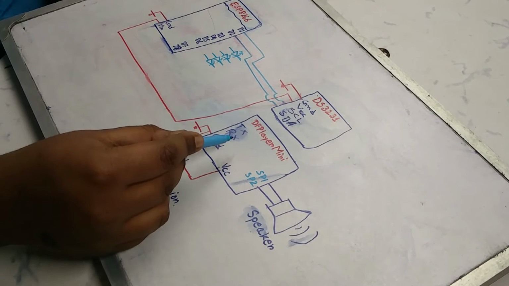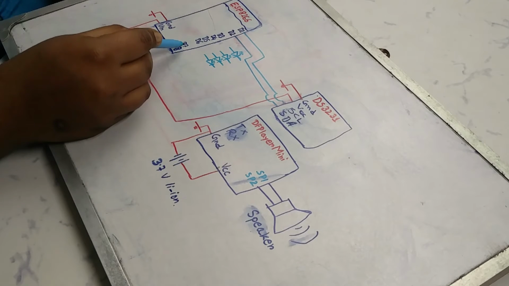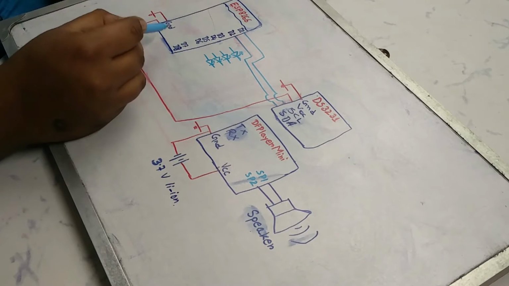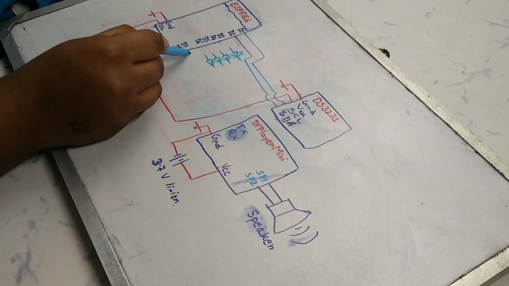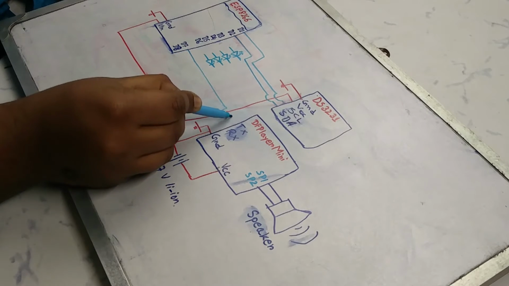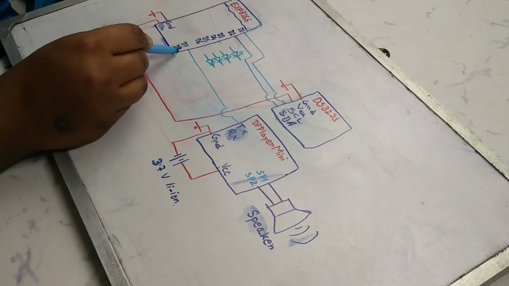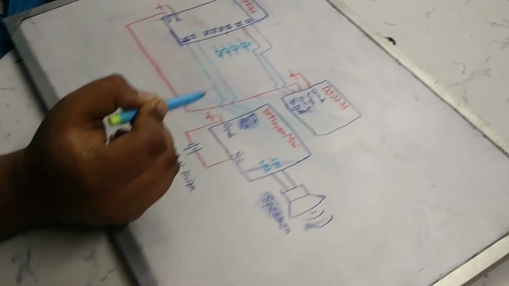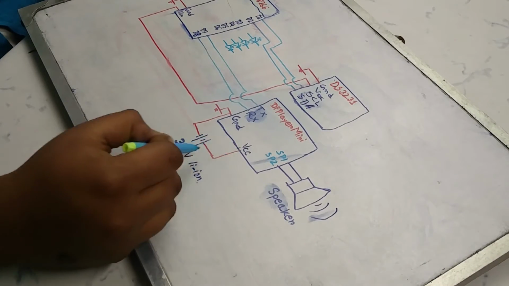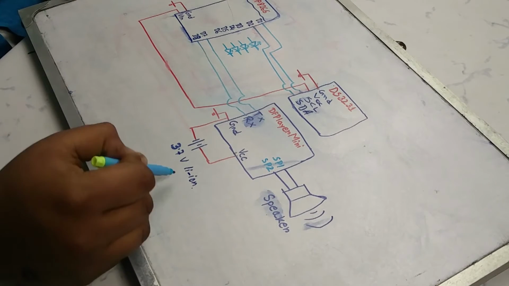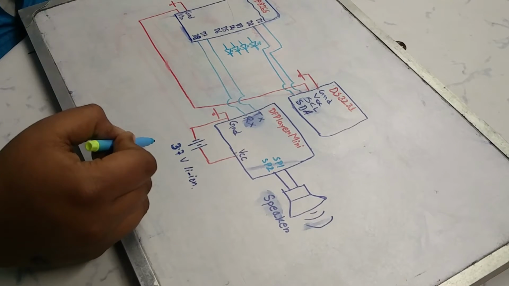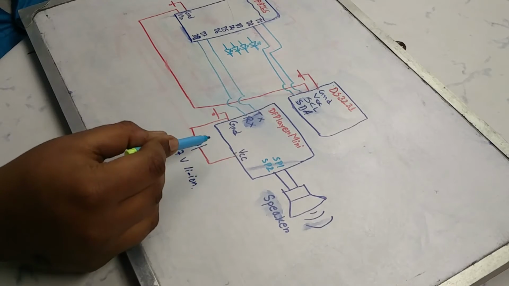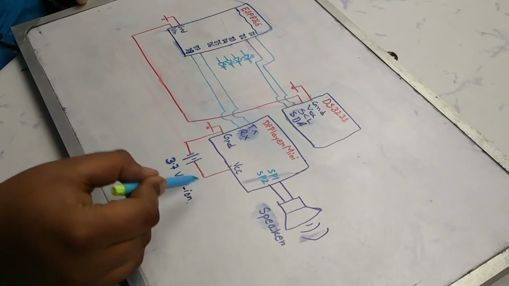The DF Player Mini communicates via serial communication. So I declared the D7 and D8 pins as software serial pins. I connect the D7 pin to the TX of the DF Player Mini and the D8 pin to the RX of the DF Player Mini. I supplied the DF Player Mini via a 3.7-volt lithium-ion battery. For more information about this module, you can watch my video on the DF Player Mini.